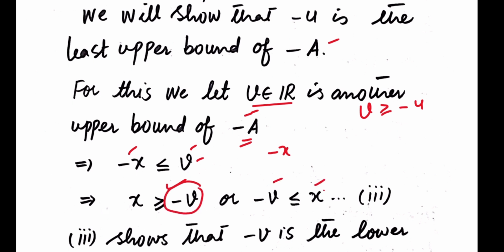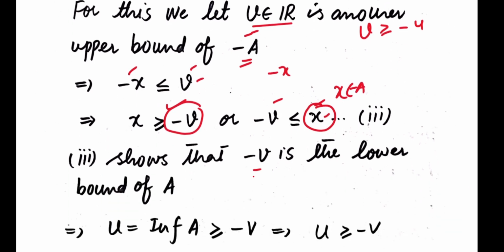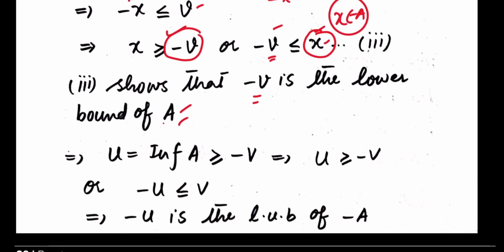Again, look at the right hand side of 3. The right hand side of 3 is x, and x is an element of a. It means 3 shows that minus v is a lower bound of a, because x is an element of a and minus v is less than or equal to every element of a. It means minus v is a lower bound of a, but u was the infimum of a.